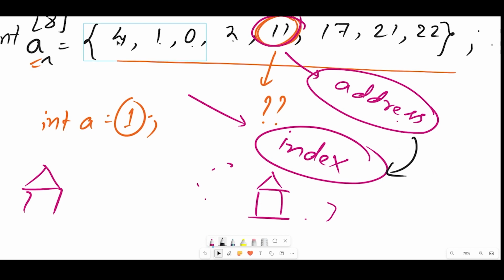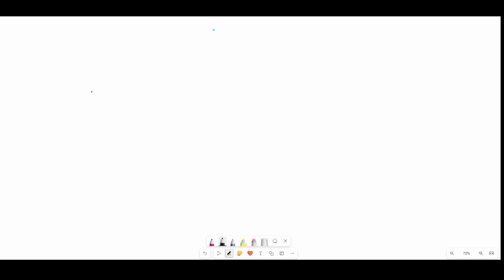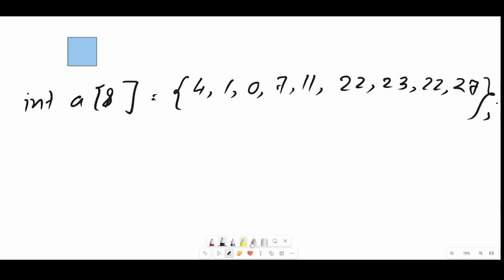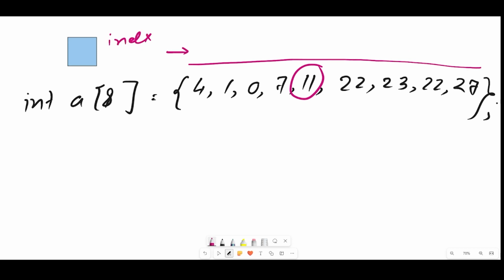So basically, suppose you can think like this: I have the array int a[8] equal to all the numbers that were present, let me write again some random numbers. Fine. Now here I wanted to access 11. How to access it? What happens is, on the top we write the index. That is the address of the array. And the address generally starts with 0, then 1, then 2, 3, 4, 5, 6, 7, 8.